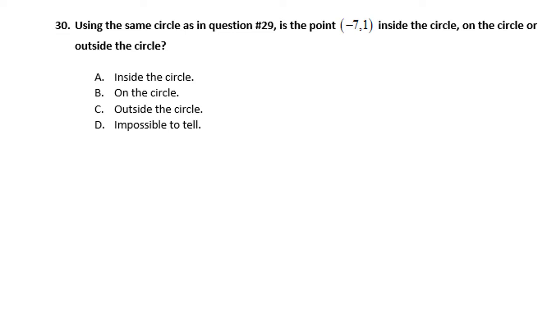Number 30. Using the same circle as in question number 29, is the point -7, 1 inside the circle, on the circle, or outside the circle? A, inside the circle, B, on the circle, C, outside the circle. D, impossible to tell.